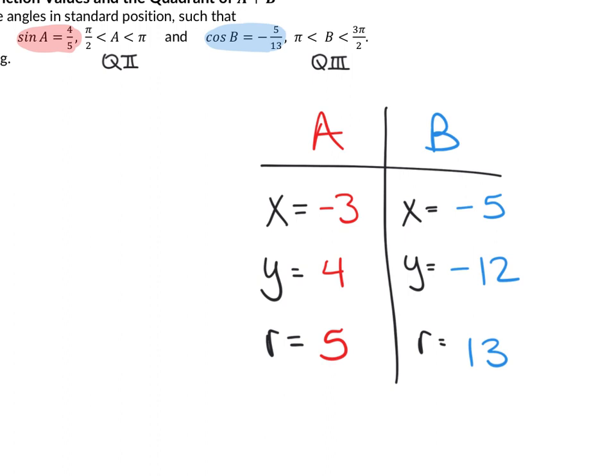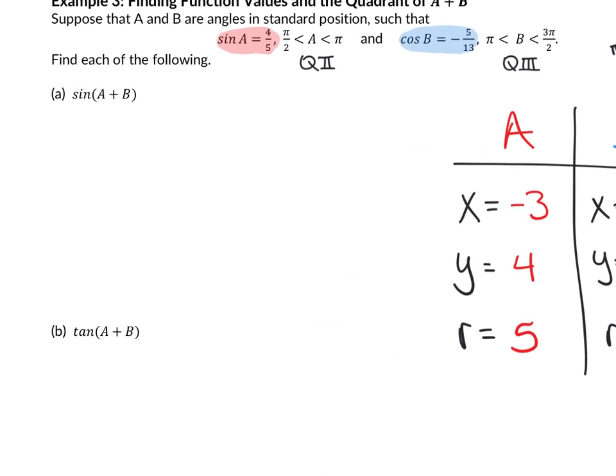On your unit circle, you have these quadrantal angles of 0, pi over 2, pi, and 3 pi over 2. So the first part says that A is between pi over 2 and pi. That means it's in this quadrant. And then the second one says it's between pi and 3 pi over 2, so it's the third quadrant.